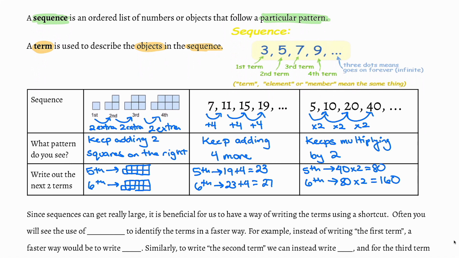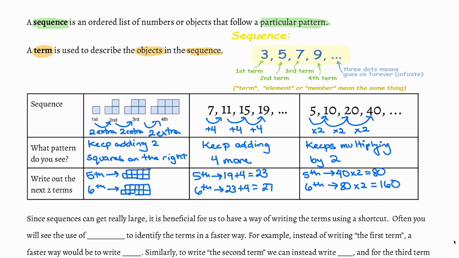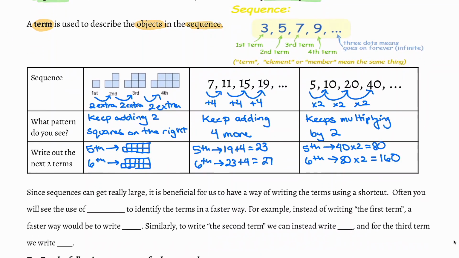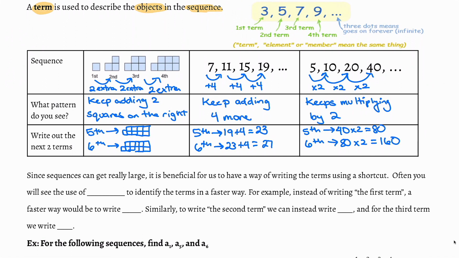Okay, so that's what a sequence is, basically a set of patterns, and then we just try to figure out what's happening with those patterns and how I can continue this pattern to get the next elements. Since sequences can get really large, because remember that this thing has a dot, dot, dot, that means this thing goes on forever. So I'd go times 2, times 2, times 2, times 2, and I can keep on doing this forever. So since sequences can get really large, it is beneficial for us to have a way of writing the terms using a shortcut.